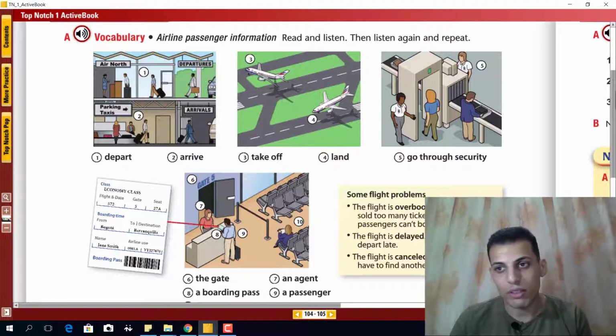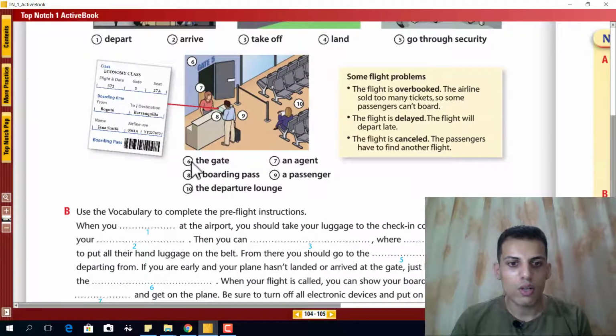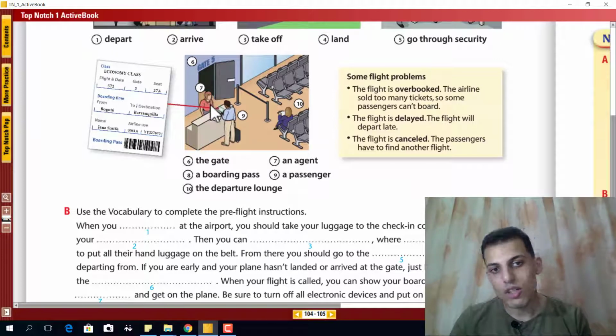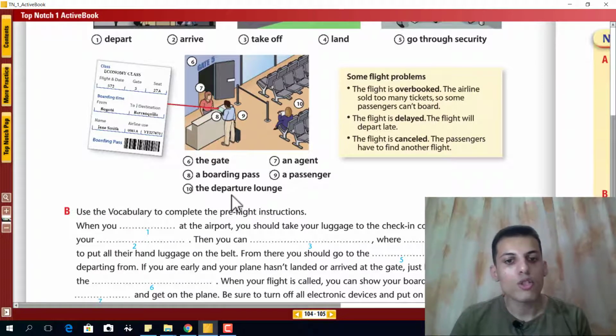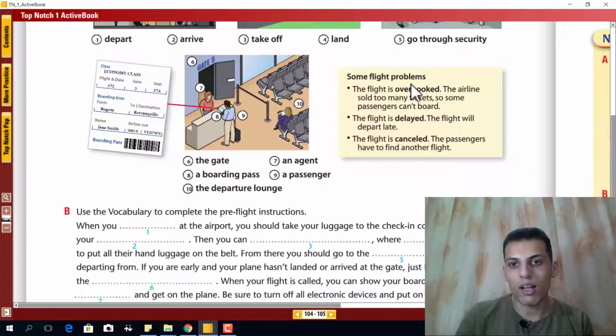Go through security, تتفتش. Alright, so the gate, عندنا gate. An agent, ده الايجنت اللي بيتعامل معاك وبيشوف الباسبورت بتاعك وكده. A boarding pass اهو boarding pass التذكرة اللي انت تقلع بيها, alright. A passenger انت راكب الباسنجر و the departure lounge اللي هي ايه ساحة الانتظار, okay. طيب some flight problems ممكن تبقى في مشكلة مع الرحلة اللي انت رايحها.